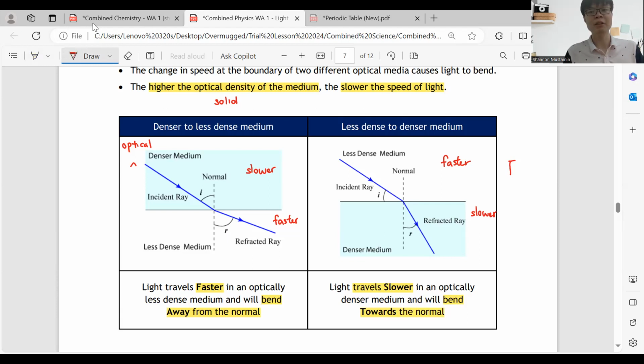Okay, then there's an acronym over here. If it's moving faster, it will bend away from the normal. If it's moving slower, it will bend towards the normal.